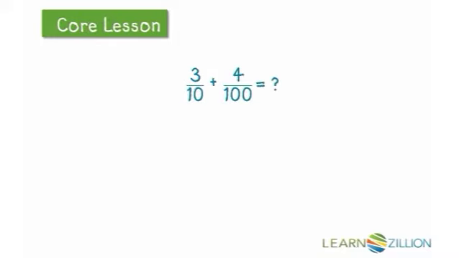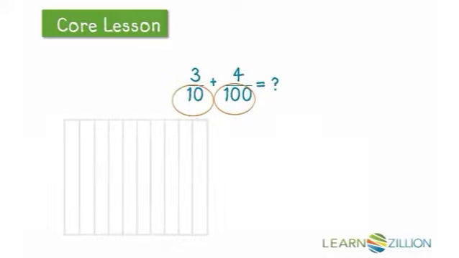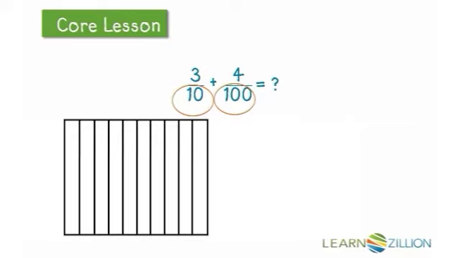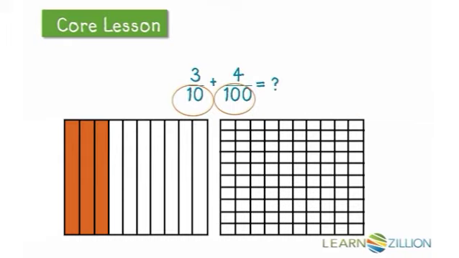So let's look at this, and it's 3/10 plus 4/100. We can see right away that our denominators are different. We have 3/10, 4/100. So we're going to need to create common denominators, but let's take a look at what these fractions would look like. Here we have one whole split into 10 equal parts. Three of those parts are shaded in. Here we have one whole split into 100 equal parts. Four of those parts are shaded in.